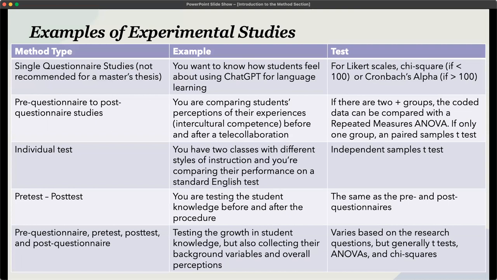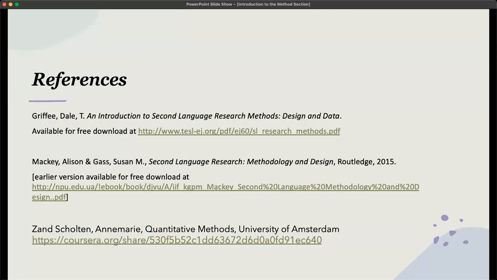Now, the one that we see most often is a pre-questionnaire, pre-test, post-test, and post-questionnaire. Again, you're testing the growth in knowledge, but you're also collecting background information, overall perceptions, and qualitative data. Depending on the types of research questions, that's going to determine the tests used, but generally we're going to see t-tests, ANOVAs, and chi-squares in this analysis. So as you can see, whether you're doing experimental or non-experimental research, you're going to be using statistics in your thesis. And this concludes this video.